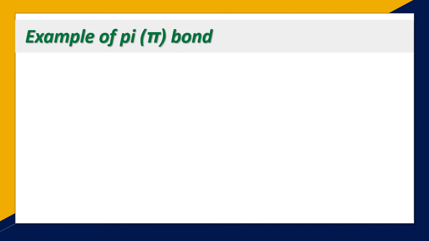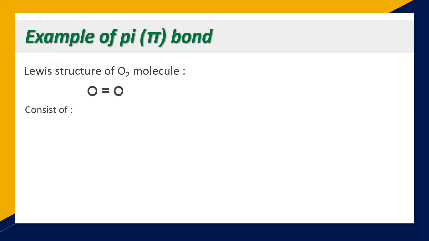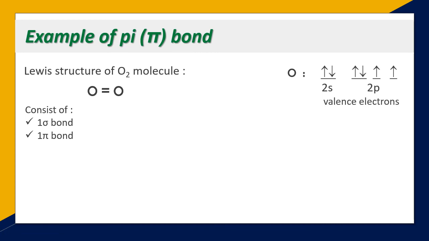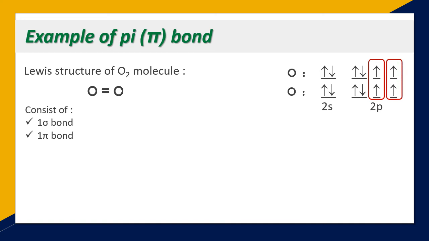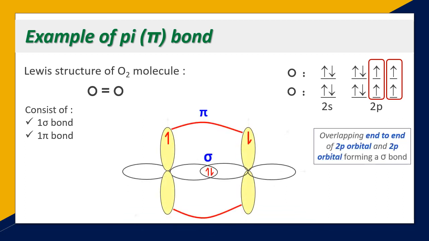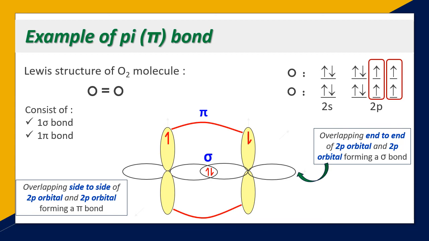Now, let's consider the formation of a pi bond in the oxygen molecule. From the Lewis structure of the oxygen molecule, it shows that the molecule consists of 1 sigma bond and 1 pi bond. At ground state, the oxygen atom consists of 6 valence electrons. From the valence electronic configuration, both atoms have 2 unpaired electrons. One of the unpaired electrons will give overlapping end to end between the two p orbitals in forming the sigma bond. The other unpaired electron will give overlapping side to side between the two p orbitals in forming the pi bond.